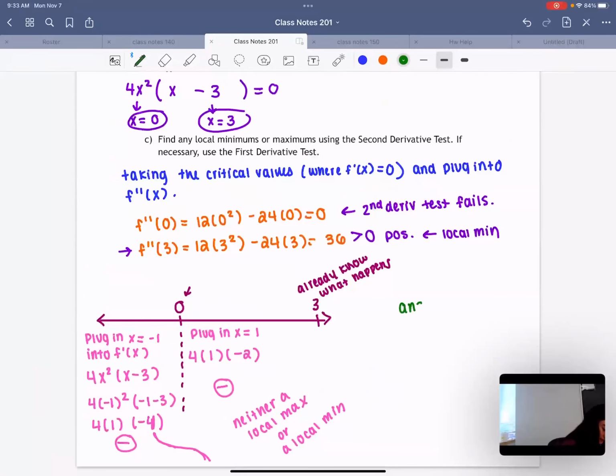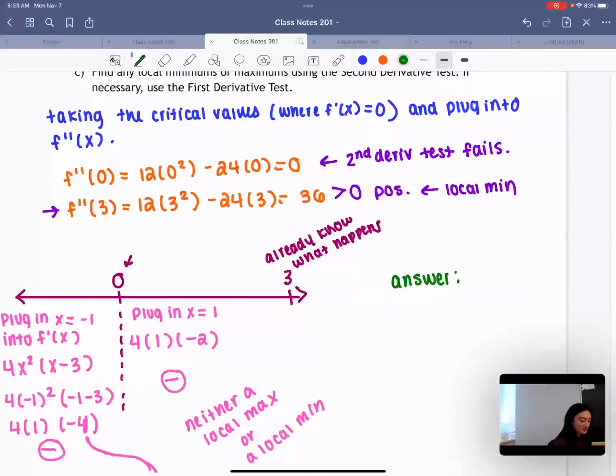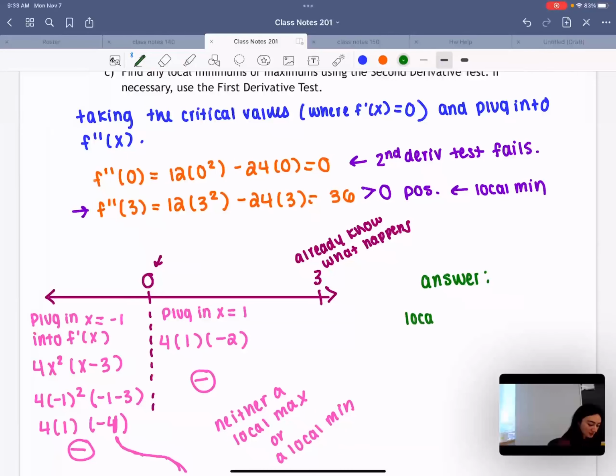Okay, so our answer. Would it be okay for me to say the local min is x equals 3? No, right? Or, I hear a yes. So is it okay to be like, okay, local min 3? Is that right? It's still not right. I guess you could say a local min at x equals 3, that would work, but WebAssign definitely wouldn't like that.